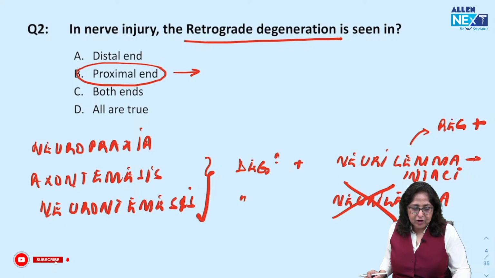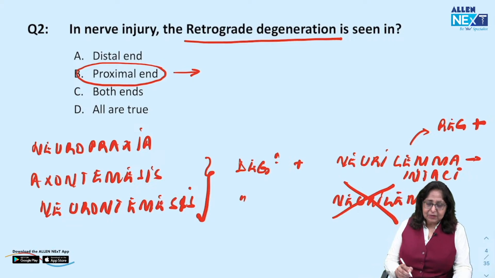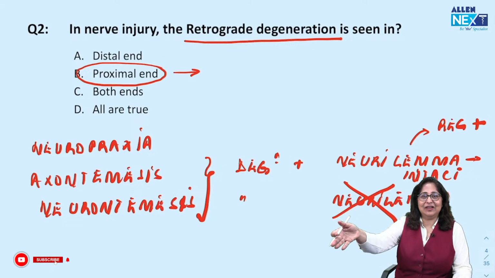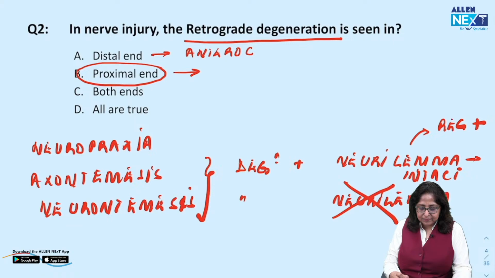So, Vinod Kumawat, Yogi Mahendra, Vinod has got it right. He said B, Yogi is saying A. No. Distal segment is the anterograde, ahead, isn't it? So distal segment will be the anterograde degeneration.